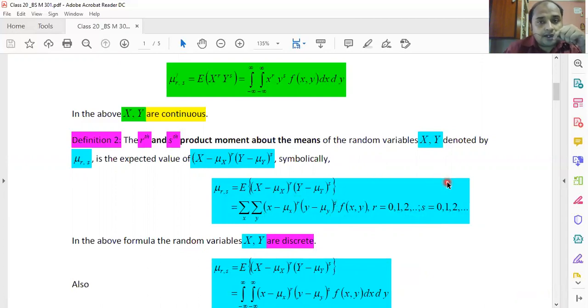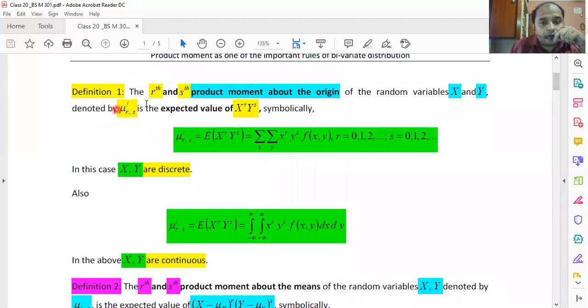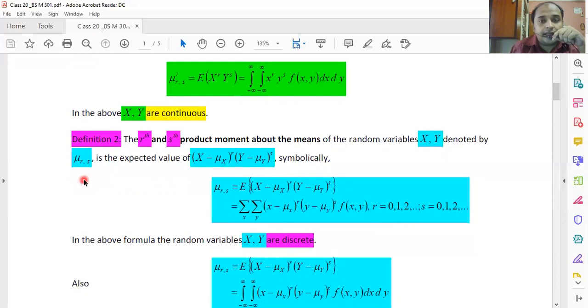Now, to distinguish between product moment about mean and product moment about origin, we have changed the notation. The notation for product moment about origin is defined as mu primes, and the notation for product moment about means is only mu. So these are the important definitions with which I am going to continue my today's class. You remember these expressions. These expressions are very important for our further analysis.